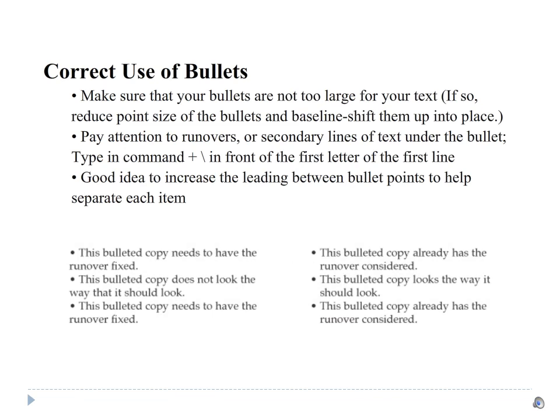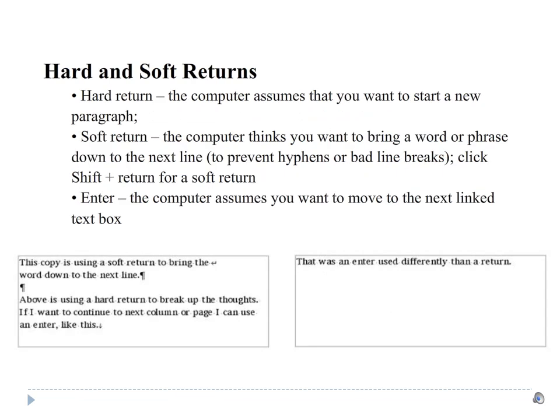We also want to make sure that we are using the correct format for bullets. There are a few things to keep in mind. Make sure that your bullets are not too large for your text. If so, reduce the point size of the bullets and baseline shift them up into place. Pay attention to runovers or secondary lines of text under the bullet. Type in Command plus backslash in front of the first letter of the first line. It is also a good idea to increase the leading between bullet points to separate each item.